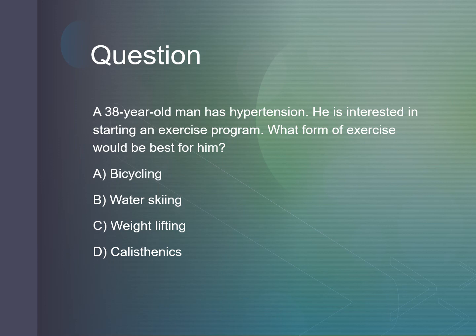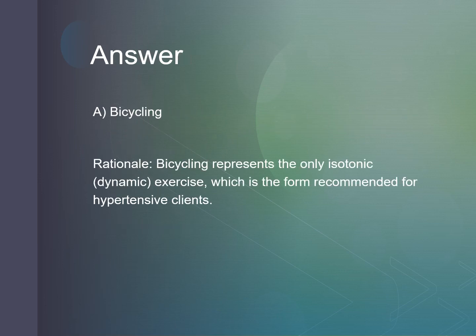So a 38-year-old man has hypertension. He's interested in starting an exercise program. What form of exercise would be best for him? Bicycling. This is the only isotonic exercise that's recommended for hypertensive clients.